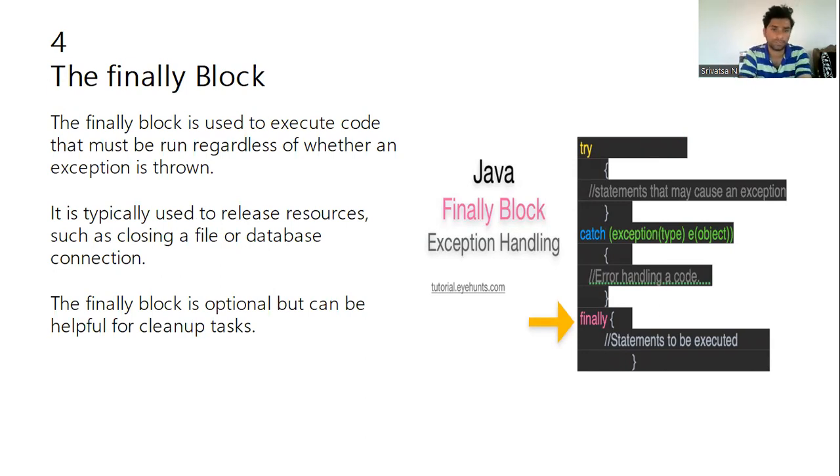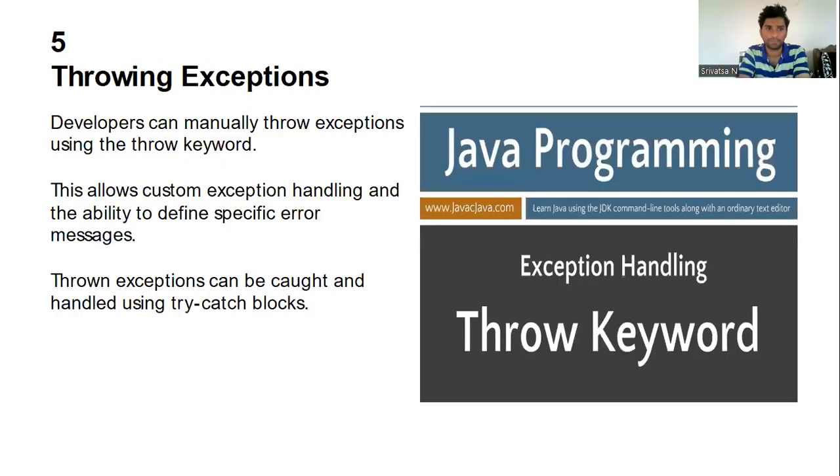The finally block is used to execute code that must be run regardless of whether an exception is thrown or not. It is typically used to release resources such as closing a file or database connection. The finally block is optional but can be helpful for cleanup tasks. This is the syntax of finally. You use the try-catch; even if it works in the try, or if it throws an exception and catch works, the finally block still runs.